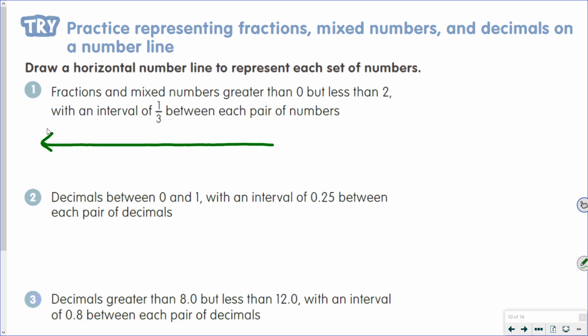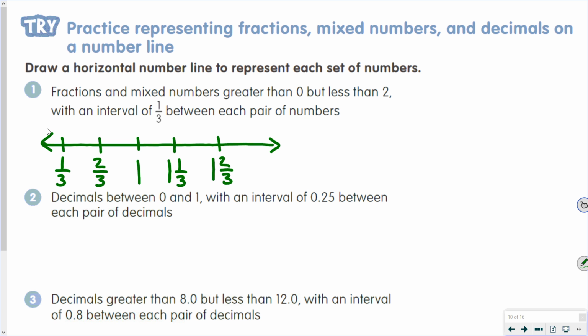Well, if I want fractions and mixed numbers greater than 0 and I have an interval of 1/3, then I start with 1/3. 1/3 plus 1/3 is 2/3. 2/3 plus 1/3 is 3/3, or 1. 1 plus 1/3 is 1 1/3. 1 1/3 plus 1/3 is 1 2/3.